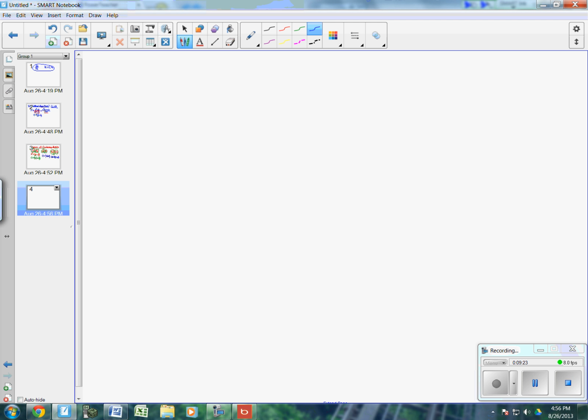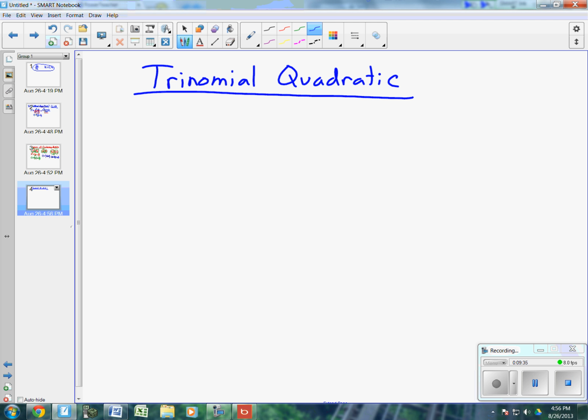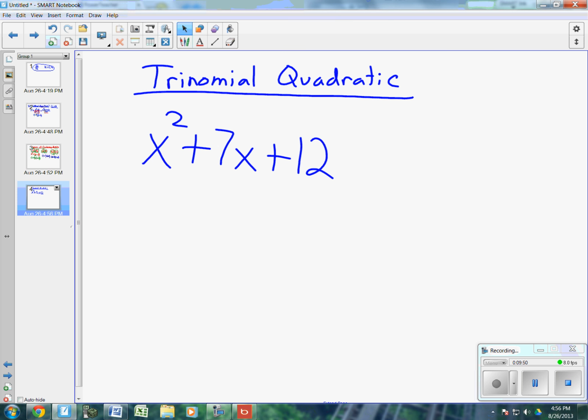Now, the other type of problem is factoring trinomials. Trinomial quadratics. Remember, what makes it quadratic is the x squared. So let's say I had something like x squared plus 7x plus 12. Okay, we all remember how to do this. I have to find the two numbers. When the coefficient of x squared is 1, as it is right here, I'm looking for the two numbers I can multiply together to get 12, so that when I add them, I get 7.